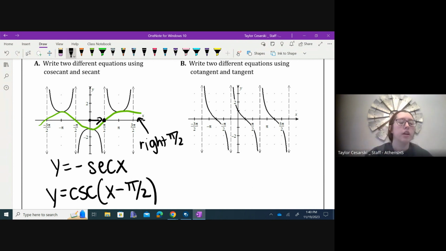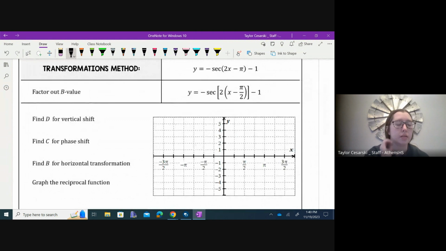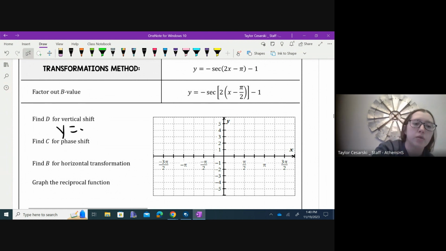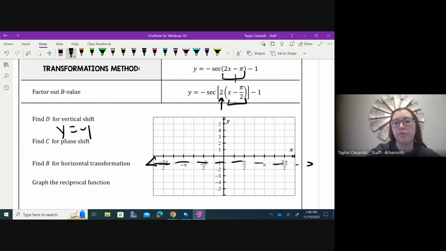All right, so let's look at one more where we graph it ourselves. We're going to go down to this last one that says transformations method. So first we're going to find the vertical shift. That's going to happen on the outside. That's y equals -1, which will correspond to the midline. So I'm going to go ahead and plot that out. The phase shift here is after we factor out the b value. So just like we did with sine and cosine, we still have to factor out that 2. And you can see they did it for you there, and you go right by pi over 2.